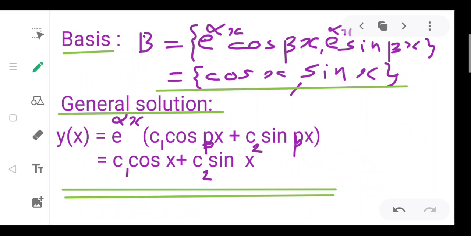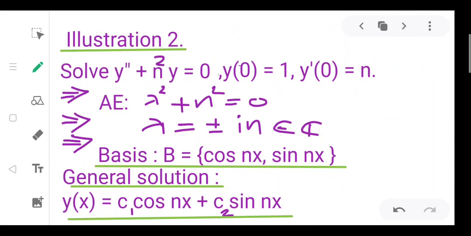Okay. So the general solution will be, as per the formula, y of x equal to e raised to alpha x into c1 cos beta x plus c2 sin beta x. Substituting the values of alpha and beta here, we are getting it is equal to c1 cos x plus c2 sin x. Okay.